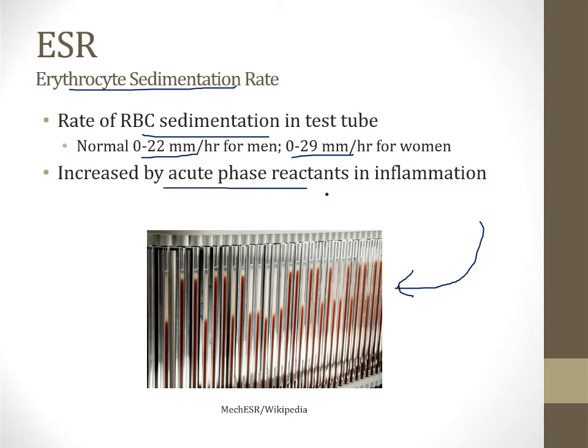So we rarely measure the level of fibrinogen or the level of CRP to diagnose an inflammatory process. Instead, we measure the ESR, and that's basically a screening process for whether or not levels of all acute phase reactants are high within a patient's serum.